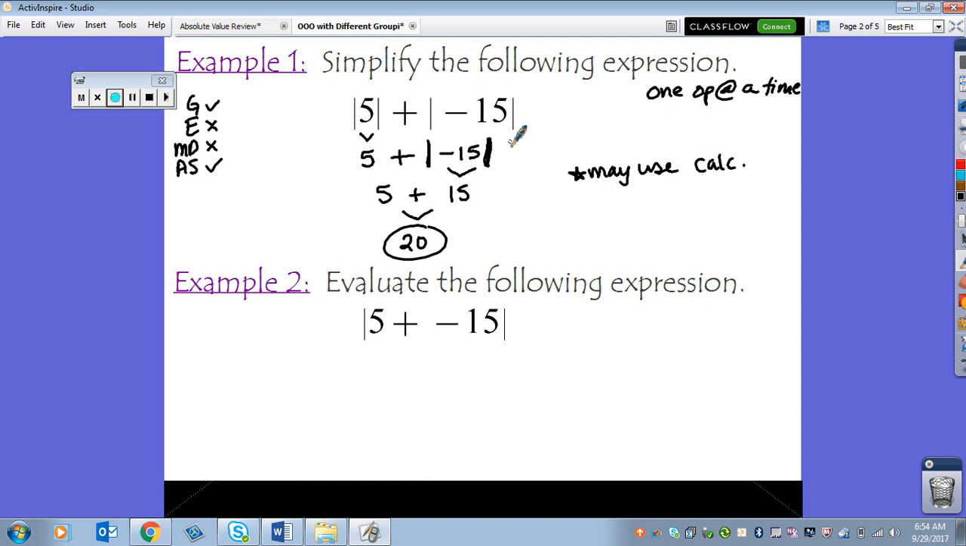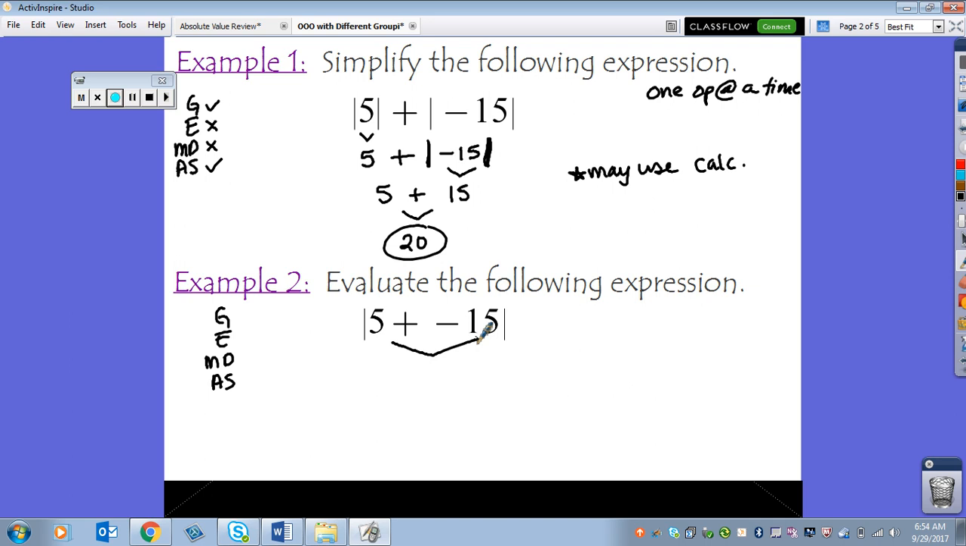It says evaluate the following expression. Those are directions that are very similar to the top ones. They mean just literally do as much as you can until you find the value of the expression. So we're going to use order of operations here because I see grouping symbols and an operation. My grouping symbols are the absolute value, and I do see more than one number inside the absolute value and an operation. So I need to actually do that operation first.